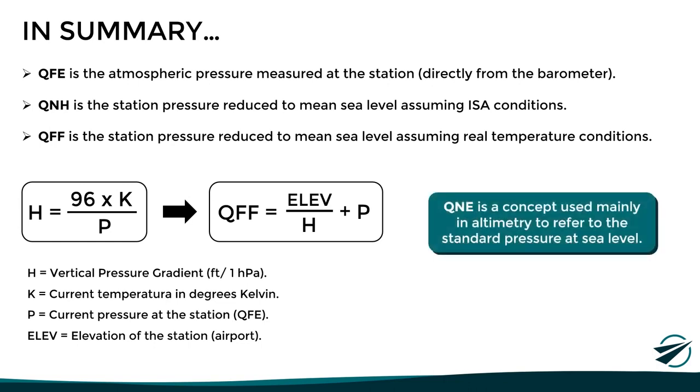Now, before finishing, we must say that in altimetry, there is an additional term known as QNE. This term is used to refer to the pressure at sea level under standard conditions, and it is equal to 1013 hectopascals or 29.92 inches of mercury. If you want more information about altimetry and how all these concepts are used in practice, you can watch the videos about it in the flight instruments section.